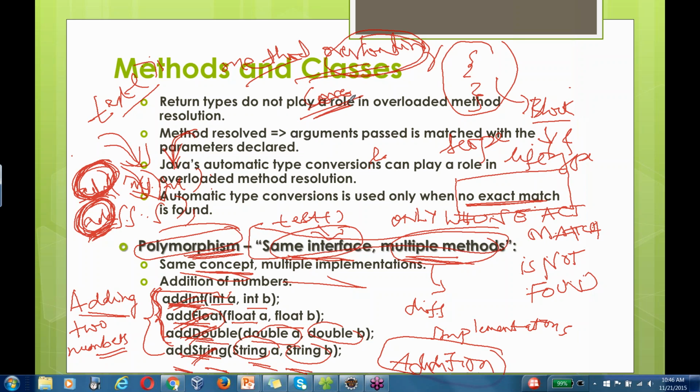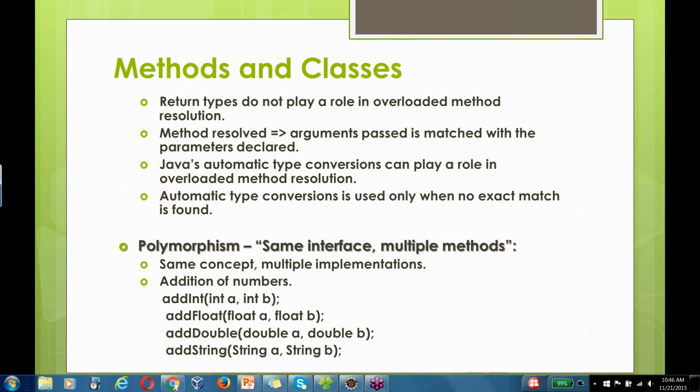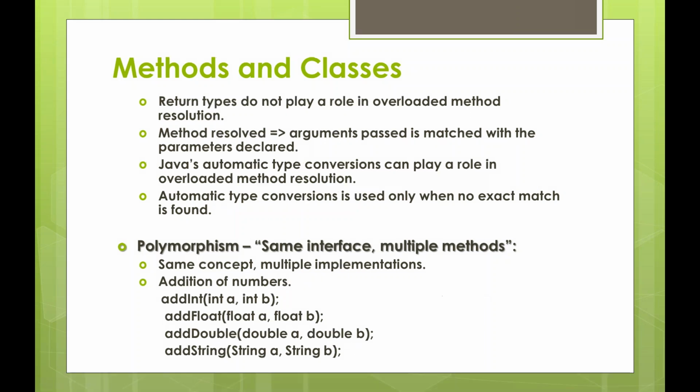Okay, so this is your method overloading and the implementation of polymorphism. Yeah, we will see, Kavita. Kavita is telling static. Okay, we will see that. So let's move on to the next slide.